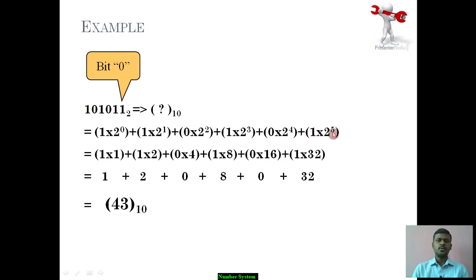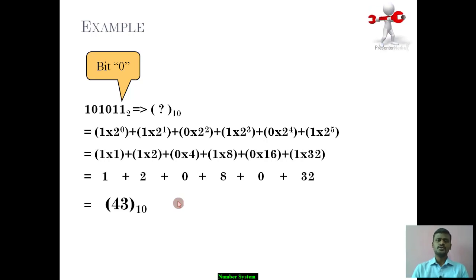Once the powers and bits are multiplied, we will simplify the power values, that is 2 raised to 0 is 1, 2 raised to 1 is 2, 2 raised to 2 is 4, 2 raised to 3 is 8, 2 raised to 4 is 16, and 2 raised to 5 is 32. The last step is we will add these simplified values with plus signs, that is 1 plus 2 plus 0 plus 8 plus 0 plus 32. The final answer will be 43, which is a decimal number. So using this technique we can solve any conversion of binary to decimal.